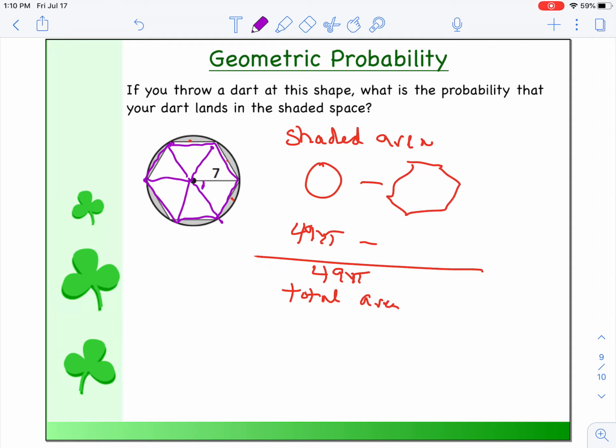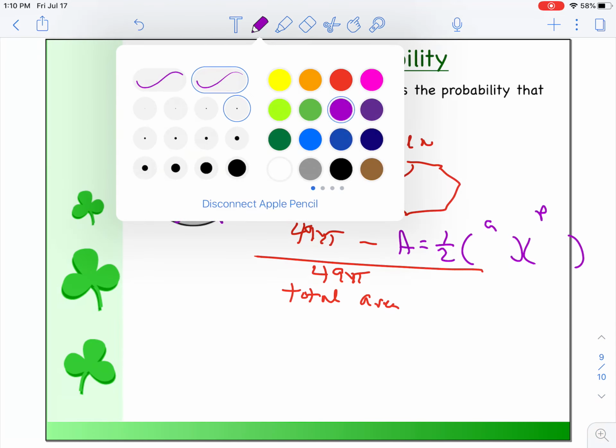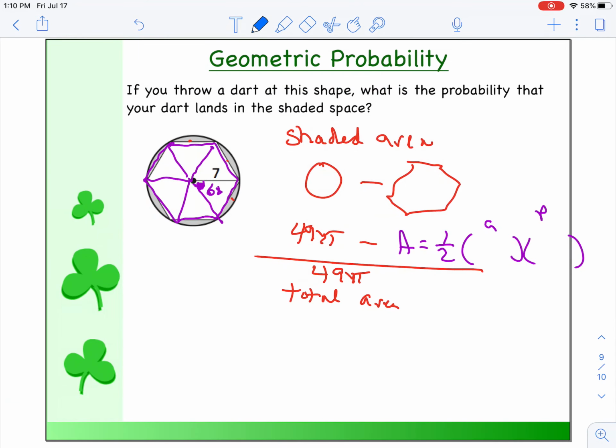And it is a regular hexagon, so that means there are 6 congruent isosceles triangles in there. Each one of those isosceles triangles has a degree measure right here of 60 degrees. So the formula for the area is 1/2 the apothem, which I don't know, times the perimeter, which I also don't know.